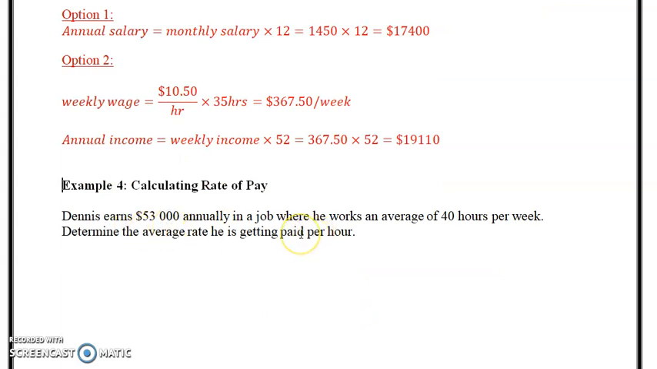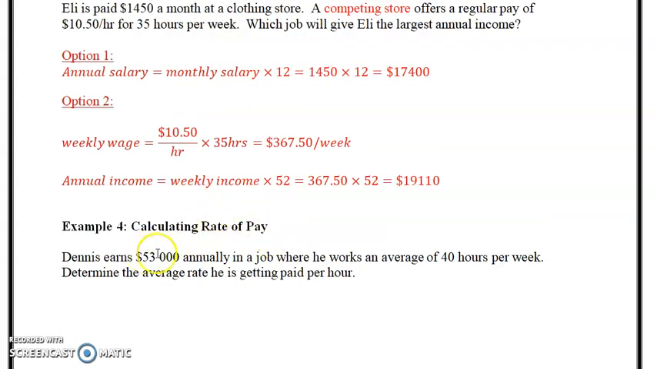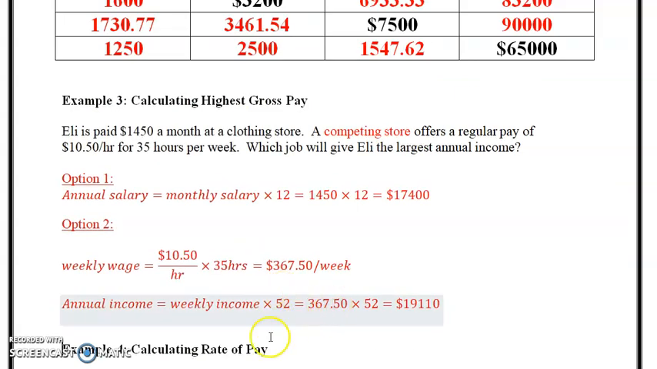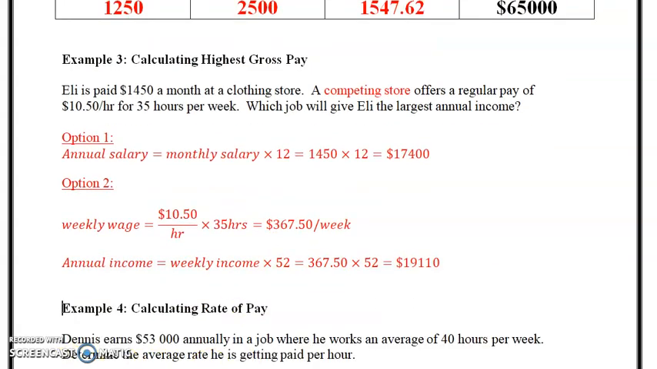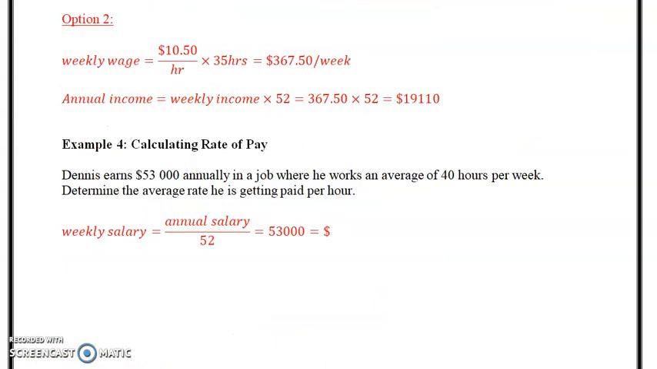Calculating rate of pay. Dennis earns $53,000 annually in a job where he works an average of 40 hours per week. Determine the average rate he is getting paid per hour. What we're going to do is take the annual and convert that to weekly pay, using one of the formulas above. I'm going to grab that now. The first thing we're going to do is take the annual salary and divide that by 52.